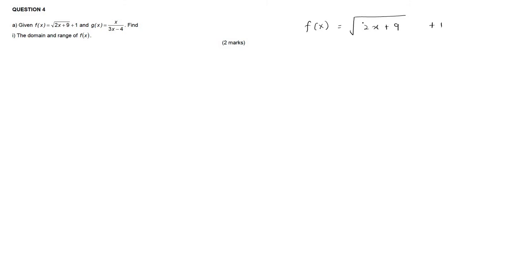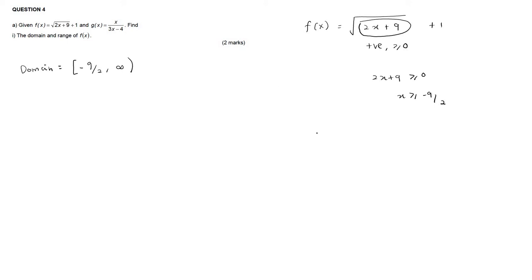What you need to know about square roots is that we have to make sure the value inside the square root is always positive, or more than or equal to 0. So 2x plus 9 is more than or equal to 0, x is more than or equal to negative 9 over 2, and that is our domain. Negative 9 over 2, close bracket, negative 9 over 2 until positive infinity.